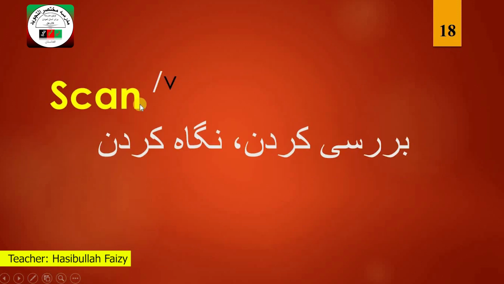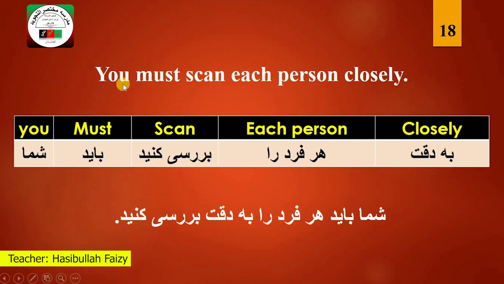18مین لغت scan هست. scan تلفظ می شود و از قسمت parts of speech verb هست. ترجمهش می شود بررسی کردن و یا هم نگاه کردن. مثالش You must scan each person closely. ترجمهش شما باید هر فرد را به دقت بررسی کنید. You شما، must باید، scan بررسی کنید، each person هر فرد را، closely به دقت.